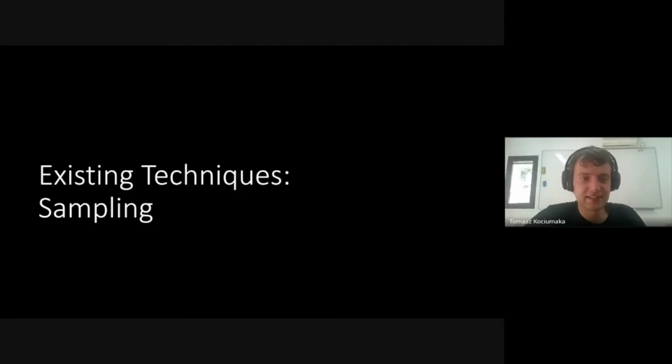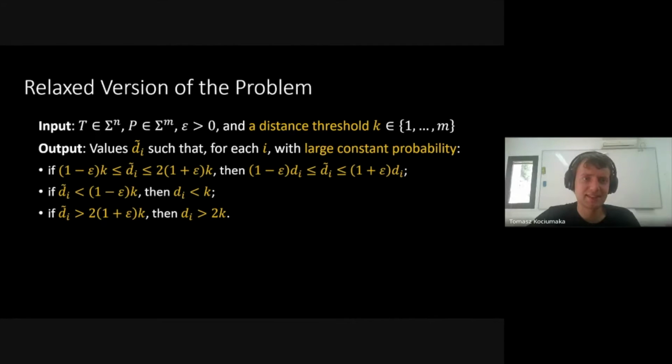So let's see another technique, which is to use sampling in order to estimate the Hamming distances. And in order to do so, we need to focus on distances in a certain reasonably small range. So I will define a relaxed version of the problem when we have an additional threshold k, just like in the decision version. But now we will need to approximate the distances which are between k and 2k.